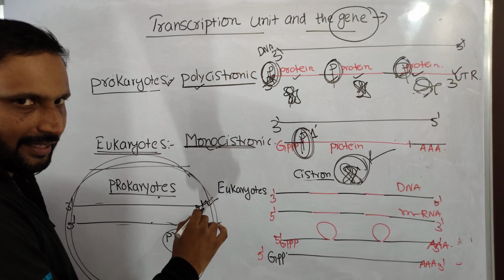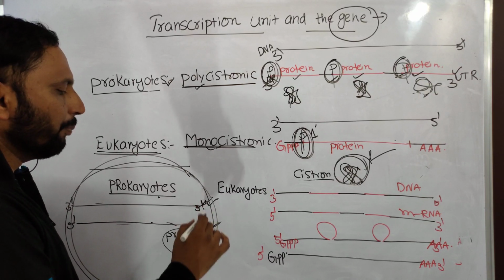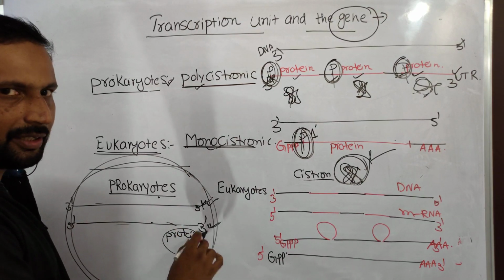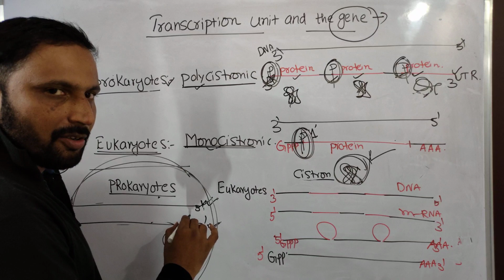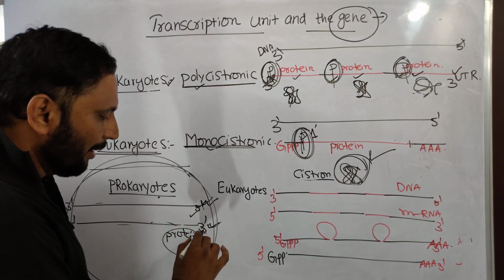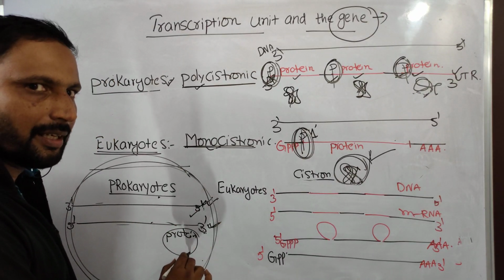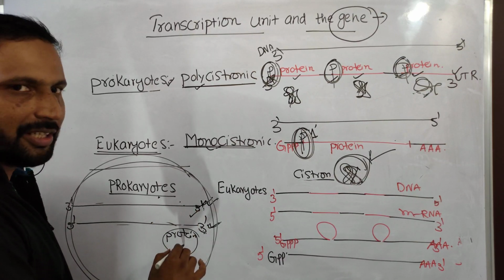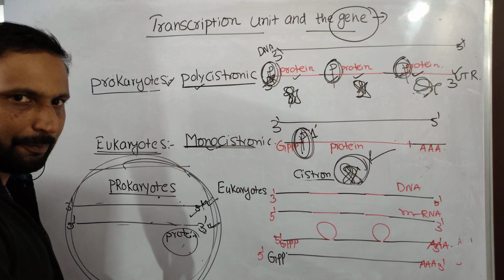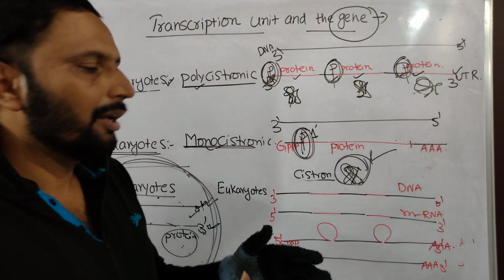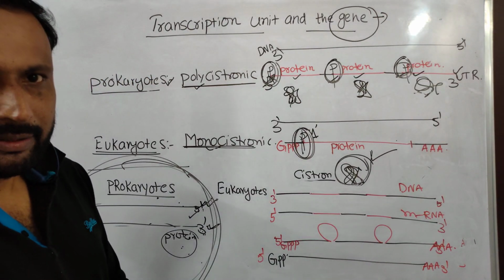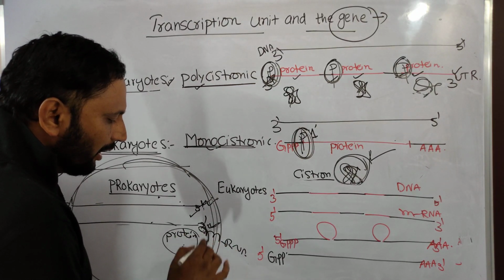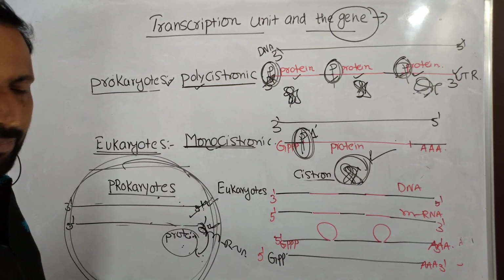strand, the DNA strand, acts as the template. That template forms mRNA, which is always formed in the 5 to 3 direction. That process is called transcription. Then the mRNA is involved in protein synthesis, and that process is called translation. Both transcription and translation take place within the cell only. There is no compartment like cytoplasm and nucleoplasm. Once the mRNA is synthesized, it is directly involved in protein synthesis.